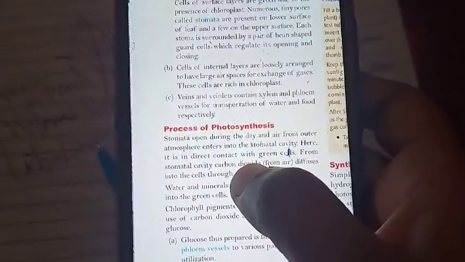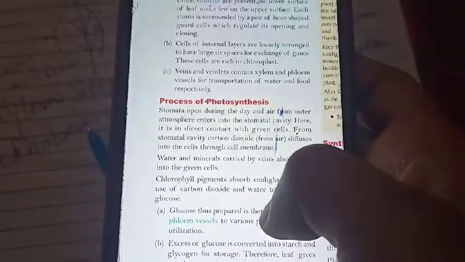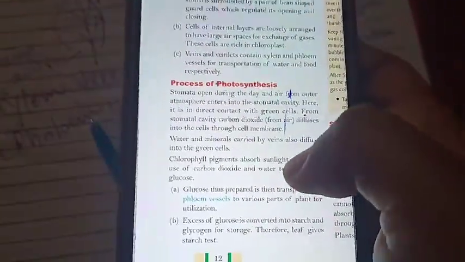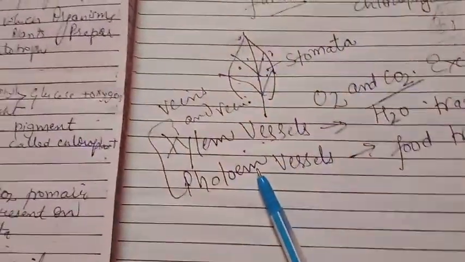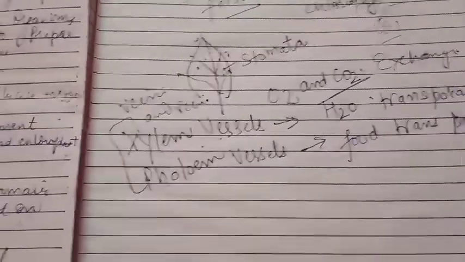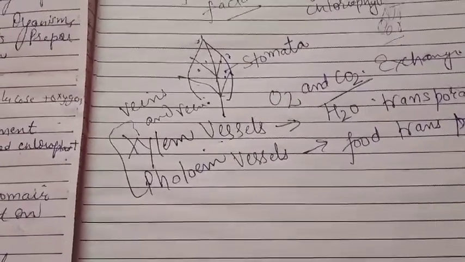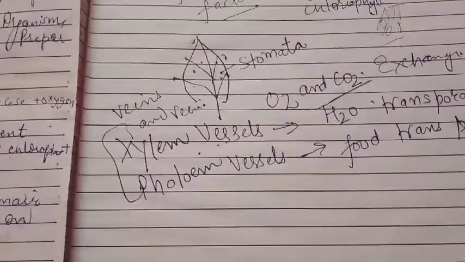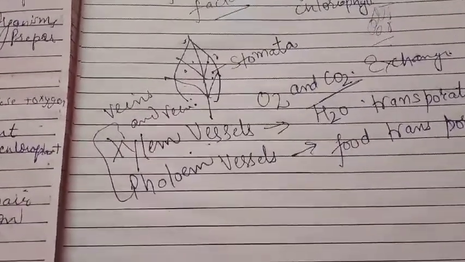So here it is in direct contact with green cells and diffuses through the cell membranes, and water and minerals are also diffused into the green cells. So the major function is performed by the stomata. Glucose thus prepared is transported by flowing vessels to various parts of the body for utilization. Now, how does the process of photosynthesis occur?